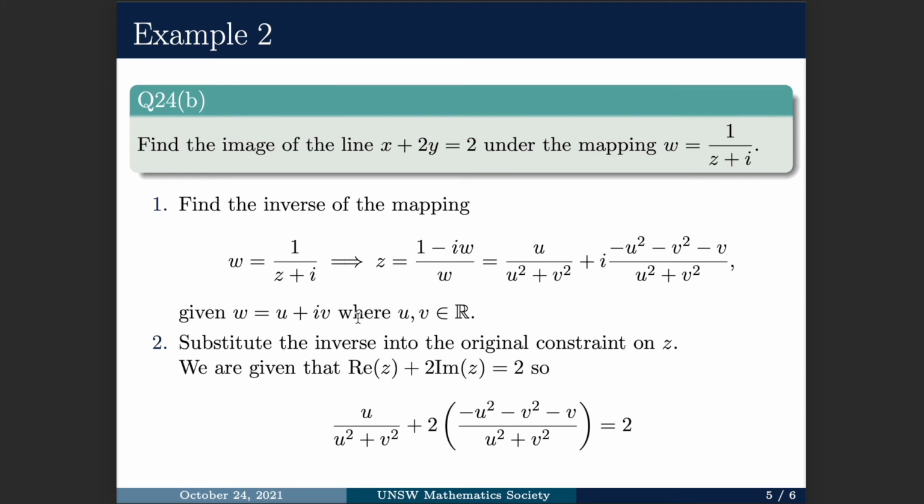Second step, we substitute the inverse into the original constraint on z, and we know that the original constraint on z is x plus 2y equals 2, and that implicitly means the real component of z plus 2 times the imaginary component of z is equal to 2. So we can write this down here.